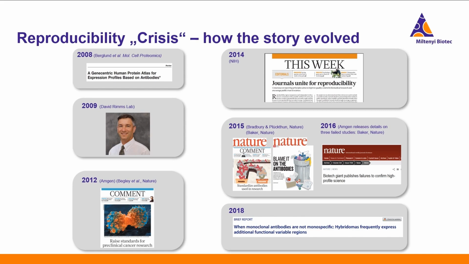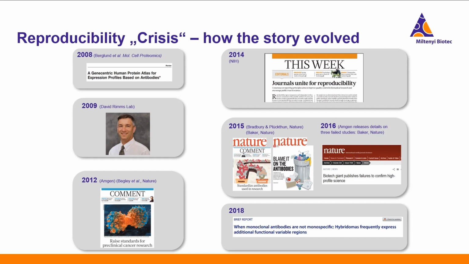Amgen continued to shake things up in 2016 with the announcement that they'd be publishing 3 studies that failed to confirm previous findings. In 2018, another study revealed that over 30% of 185 randomly selected hybridomas contained additional productive heavy or light chains, leading to compromised antibody properties like specificity, signal strength and signal-to-noise ratio.